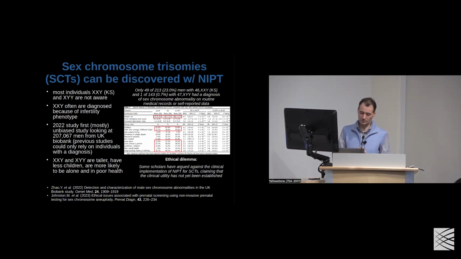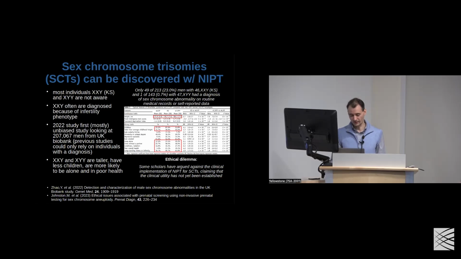The only exception there is XXY individuals. A lot of them turn out to be infertile, and so when they try to have kids and seek medical care, sometimes they discover that they have an extra chromosome X. Other than that, the rest often don't know. And we didn't really know the phenotypic spectrum of these syndromes before, because we could only ascertain the individuals that, for some reason, had received the diagnosis. The first study that looked at this in an unbiased way came out only a couple of years ago, using the data from the UK Biobank.